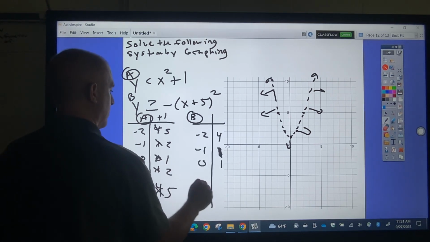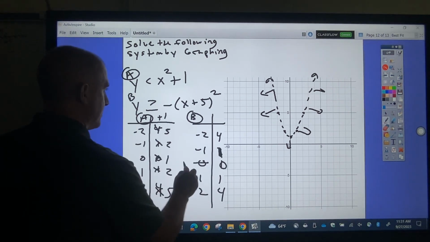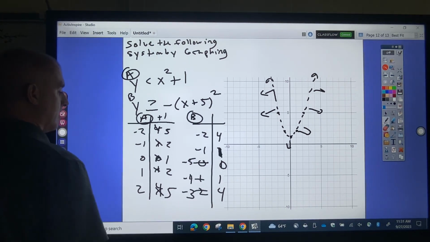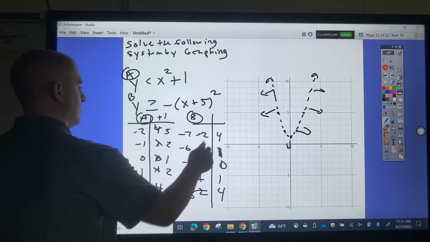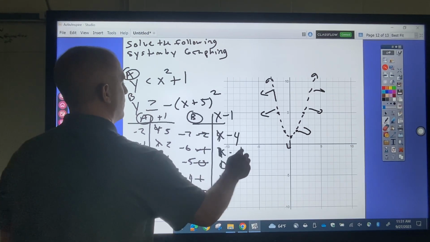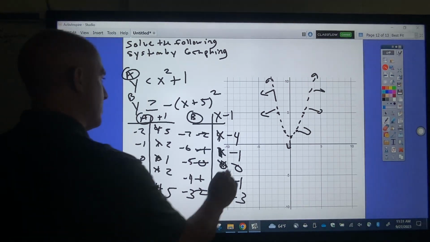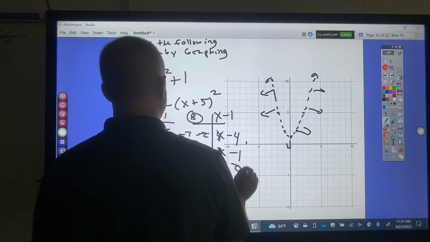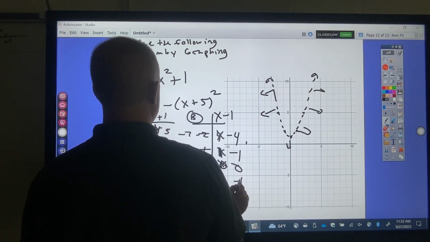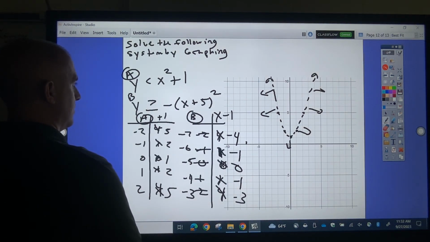Now, inside that now is -5. So that would be -4, -3. This is -6, -7. The only thing that's going to happen here is multiply by -1. That's -4, -1, 0, -1, -3. So -7 over, -4. Wait, that's right.